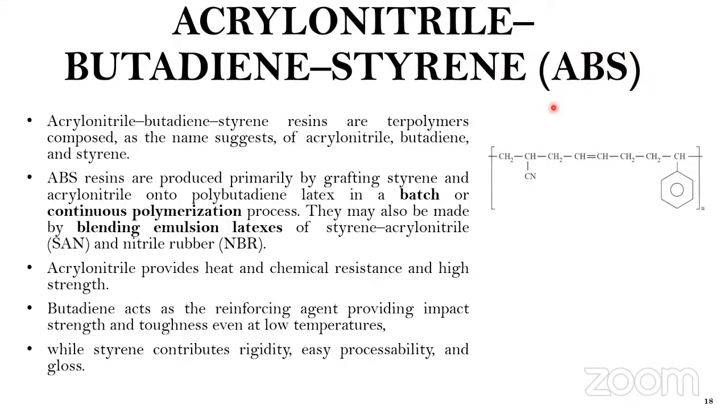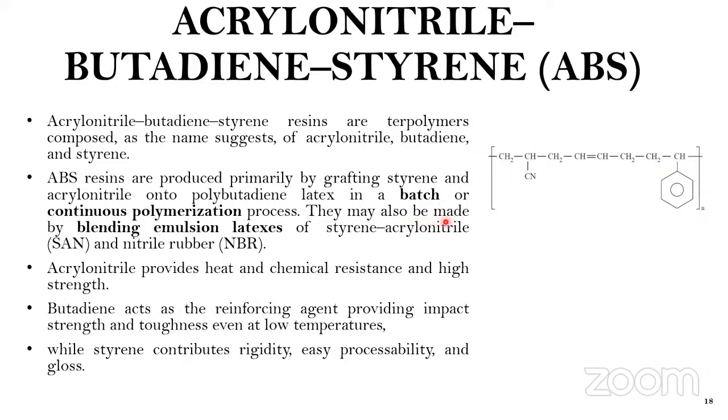That is known as your ABS. I think everybody has heard of this. They are quite in market demand. This ABS resin is produced primarily by grafting styrene and acrylonitrile on the polybutadiene latex in a batch. You can prepare them in a batch or a continuous polymerizing process.